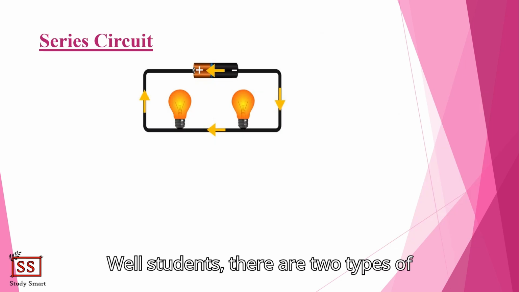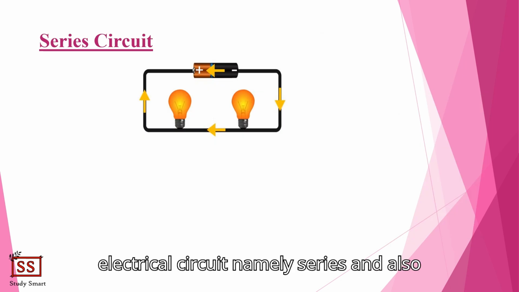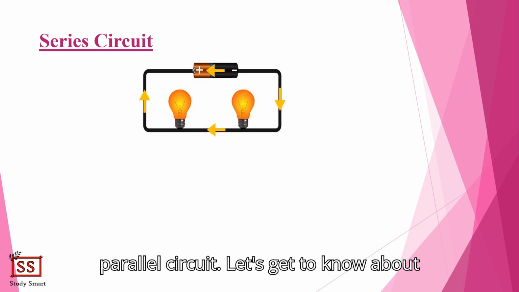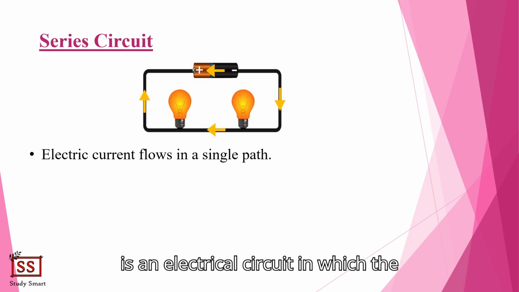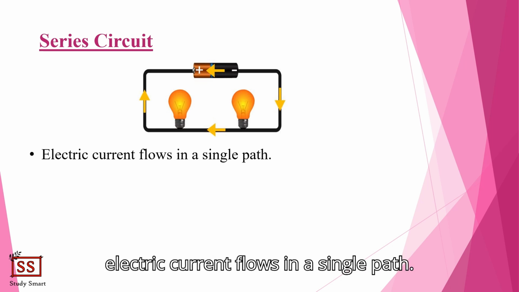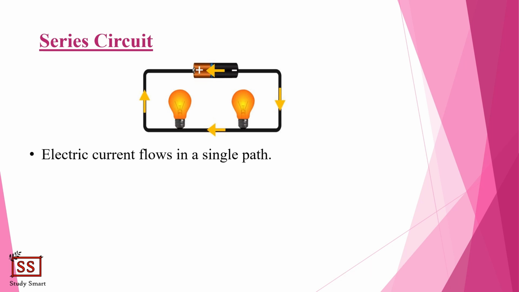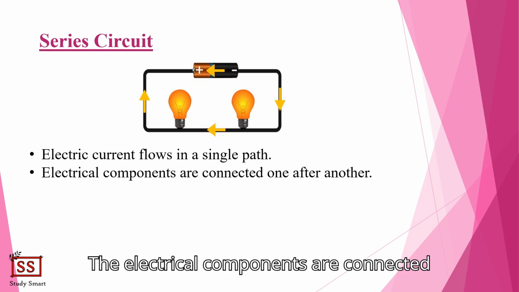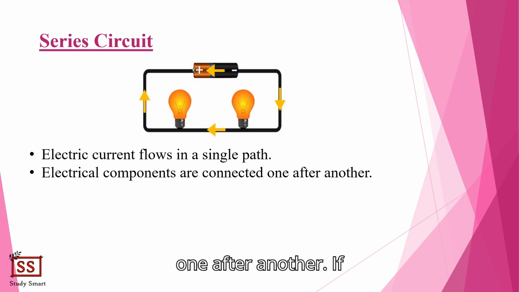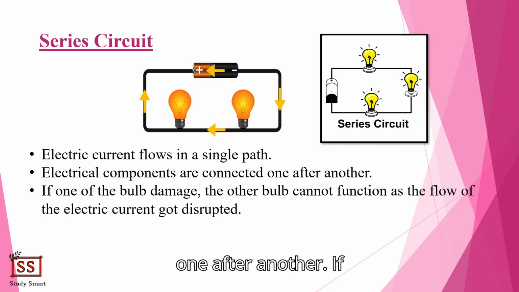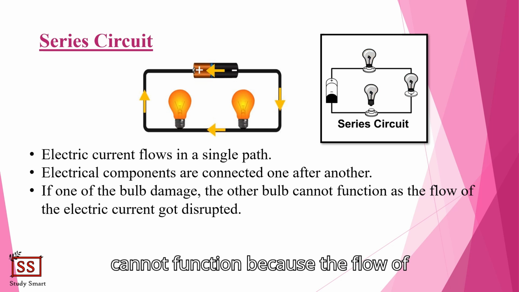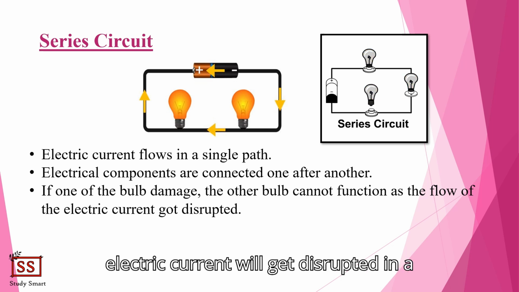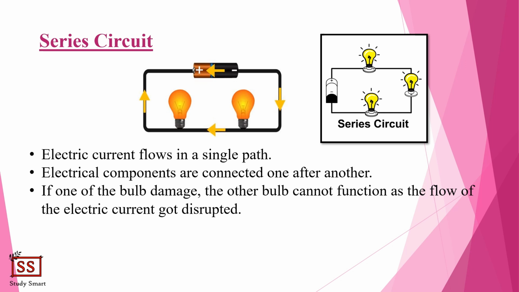Well students, there are two types of electrical circuit, namely series and parallel circuit. Let's get to know about series circuit first. A series circuit is an electrical circuit in which the electric current flows in a single path. The electrical components are connected one after another. If one of the bulbs is damaged, the other bulb cannot function because the flow of electric current will get disrupted in a series circuit.